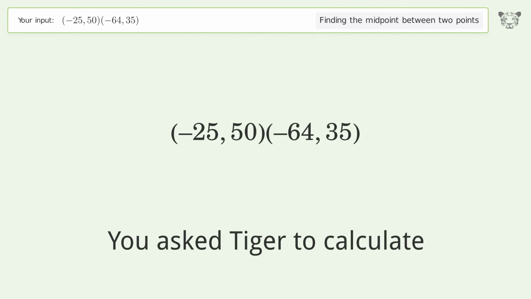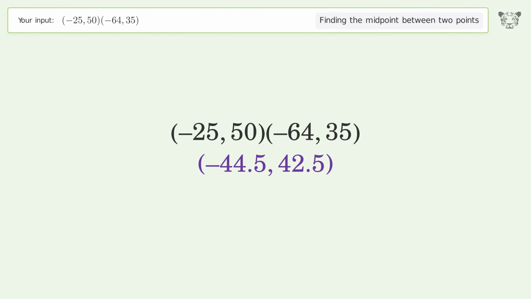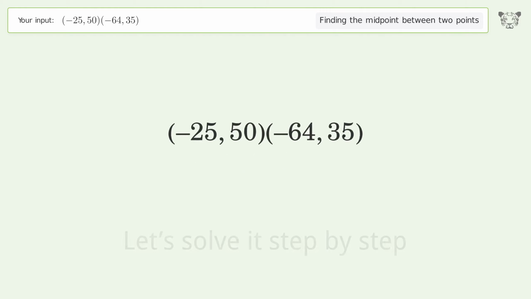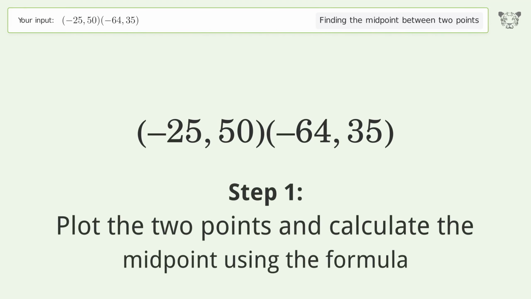You ask Tiger to calculate. This deals with finding the midpoint between 2 points. The midpoint between the 2 points is negative 44.5, 42.5. Let's solve it step by step. Plot the 2 points and calculate the midpoint using the formula.